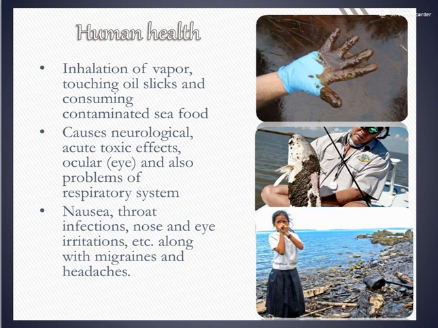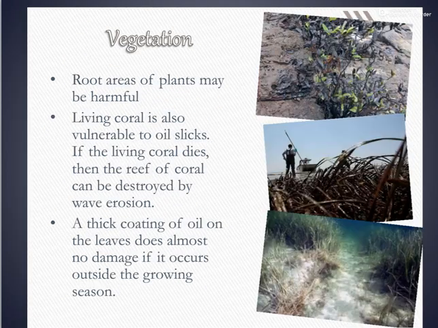Coming to human health, of course, the inhalation of the vapor, touching of the oil slicks, and consuming contaminated seafood would result in effects. You can also be affected by neurological and acute toxic effects, even in the eyes as well as the respiratory system, nausea, throat infections, migraines, headaches. These could all result when the adjoining water bodies are contaminated by oil spills.